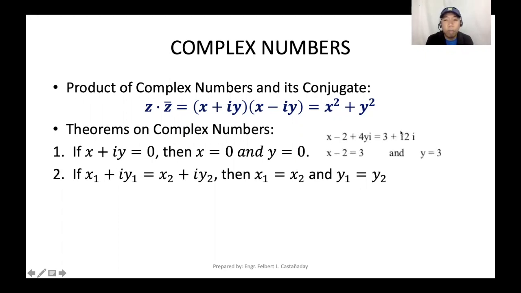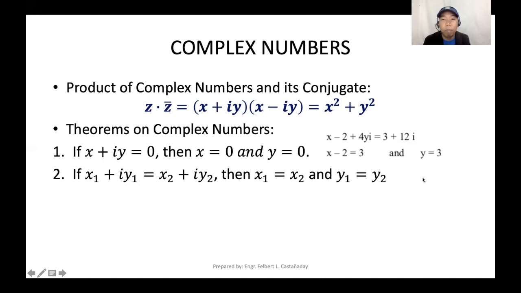Okay, for instance, we have this equation, x minus 2 plus 4yi is equal to 3 plus 12i. As you can see, on the left-hand side of this equation, x minus 2 is the real part, so it's equated to the real part of the right-hand side of the equation. So we have x minus 2 is equal to 3. And for the imaginary parts, we have 4y is equal to 12. If you divide both sides by 4, we have y is equal to 12 divided by 4, which is equal to 3.